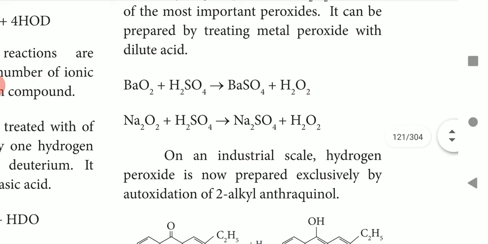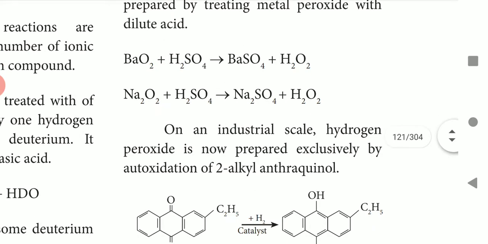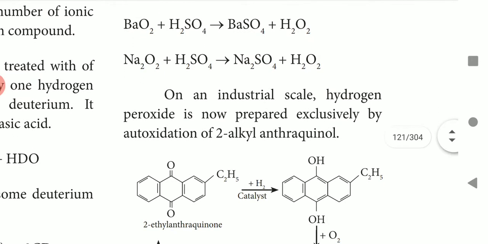So barium peroxide and sulfuric acid react to give barium sulfate and hydrogen peroxide, and sodium peroxide reacts with sulfuric acid to give sodium sulfate and hydrogen peroxide.